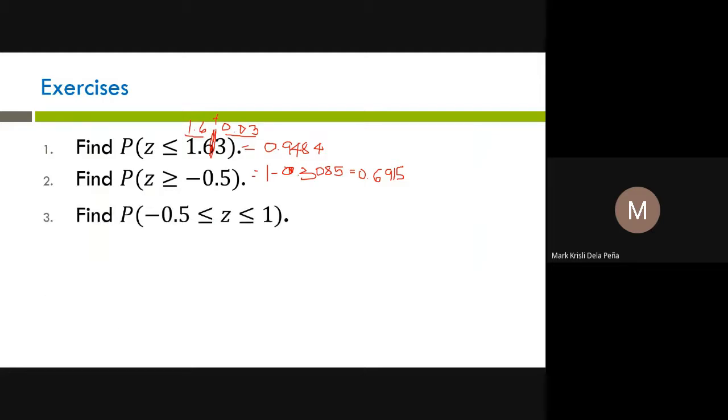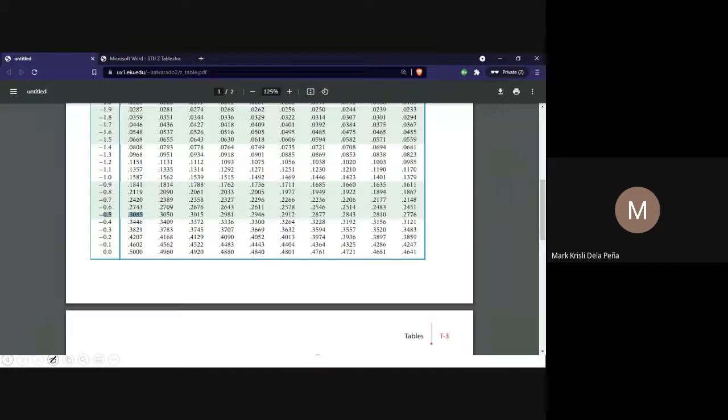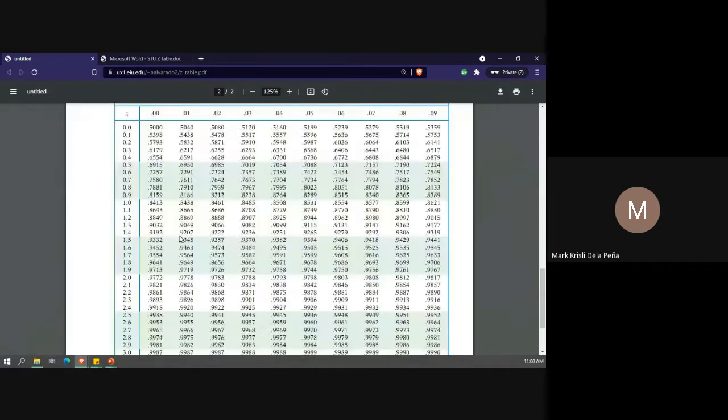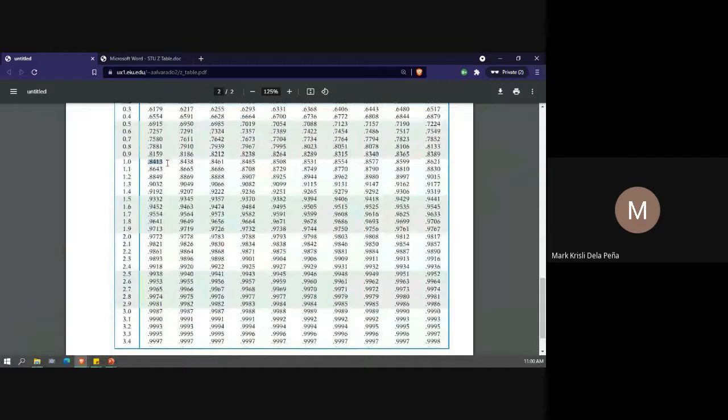Next, find the probability of a z value in between negative 0.5 and 1. Again, we'll just have to subtract. Since 1 is greater, we'll get the probability of z less than or equal to 1, subtract it by the probability of z less than or equal to negative 0.5. We already know what is negative 0.5, which is here, that is 0.3085. So we'll just need to look for the probability of 1.00, positive 1.00. Here, that's 0.8413.